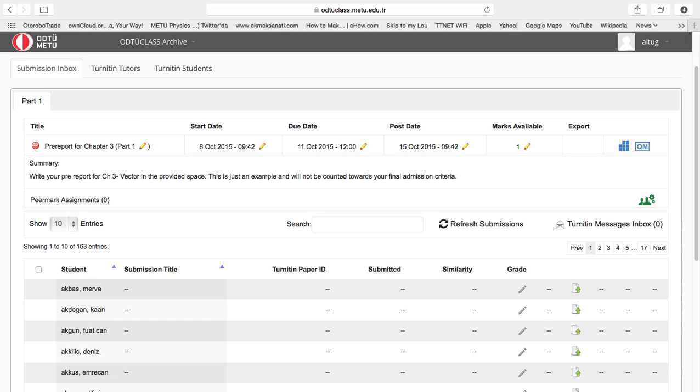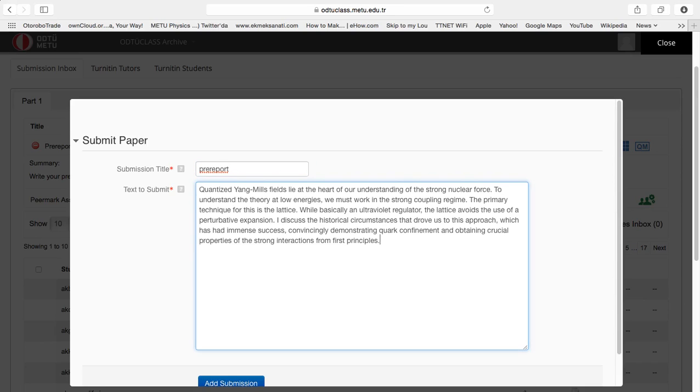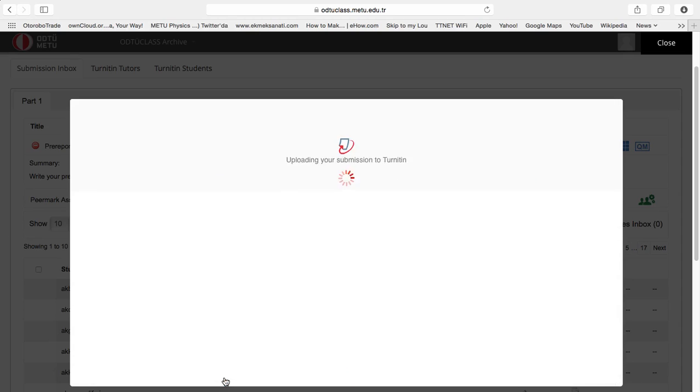Well, I will just upload one. So this is the title. You can just give it whatever title you want. And you can just type in the text here. Now, the first time you log in, Turnitin will ask you to accept the agreement, etc. Just click OK or yes, whatever appears, and then you will be led to the screen. And then when you add the submission, okay, it's uploading.